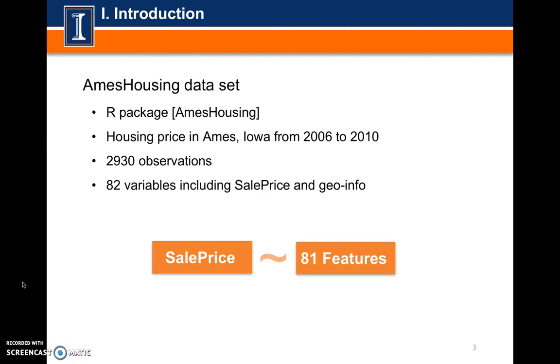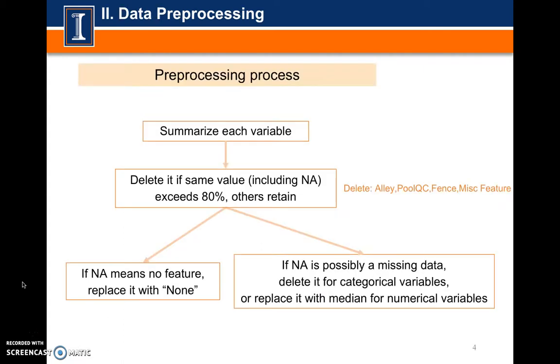AmesHousing in our package was used as the dataset. It describes housing price in Ames, Iowa. There are 2930 observations and 82 variables, including sale price and geoinfo. Sale price will be used as the response.